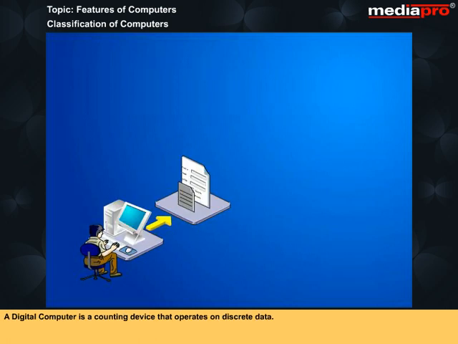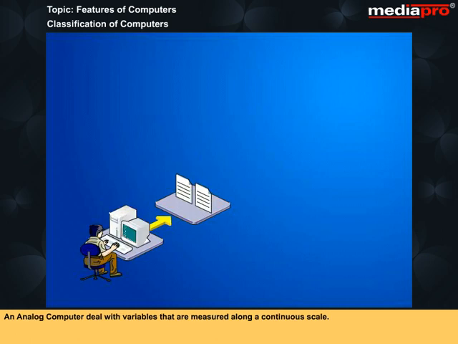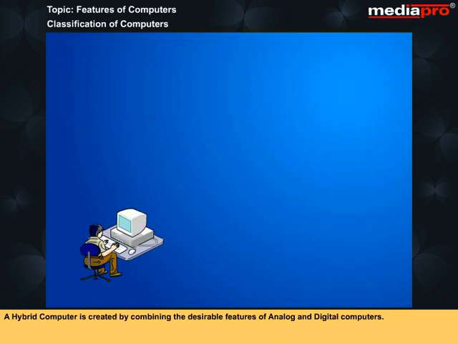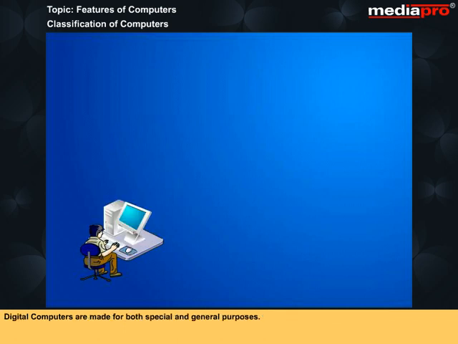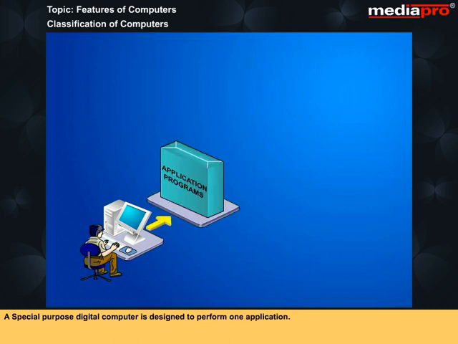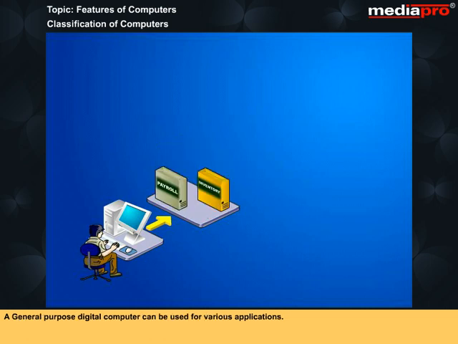A digital computer is a counting device that operates on discrete data. An analog computer deals with variables that are measured along a continuous scale. A hybrid computer is created by combining the desirable features of analog and digital computers. Digital computers are made for both special and general purposes. A special purpose digital computer is designed to perform one application. A general purpose digital computer can be used for various applications.